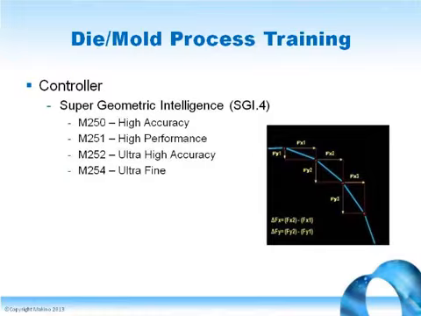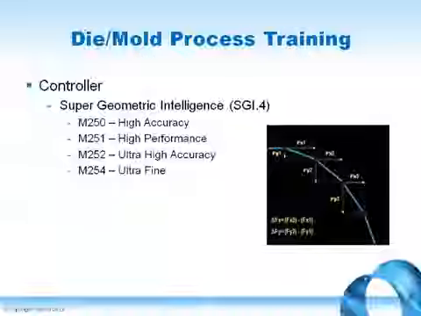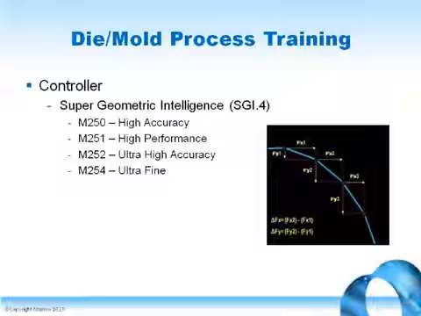M251, high performance mode, is used for roughing and semi-finishing operations and results in approximately 30% reduction of machining time over standard mode. M252, ultra high accuracy mode, is best where dimensional accuracies and surface finishes are critical. Fine mode adds approximately 30% to the machining time over standard mode. Bench time is significantly reduced, so this time is well spent.